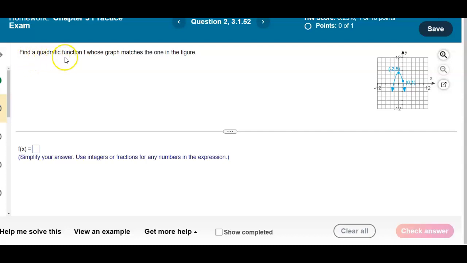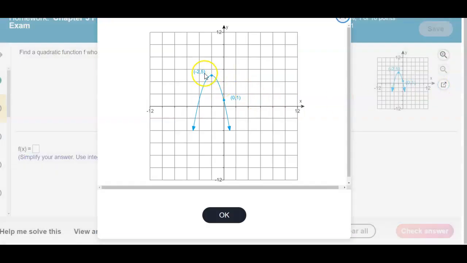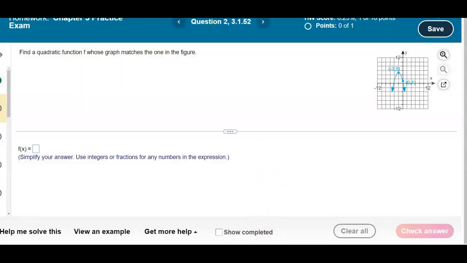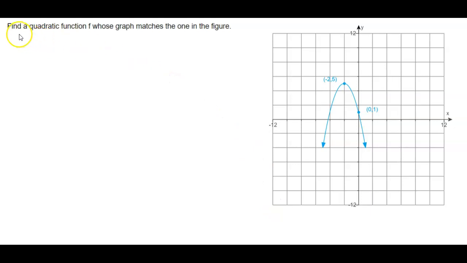Okay, here we want to find a quadratic function f whose graph matches the one in the figure. So if we need to take a look at the figure, you can actually click this and see it a little bit better so you can see the points on the graph. Okay, so I'm going to go ahead and then open this up. So we want to find a quadratic function.